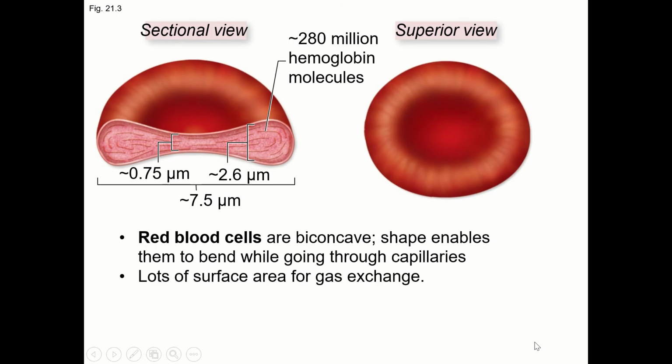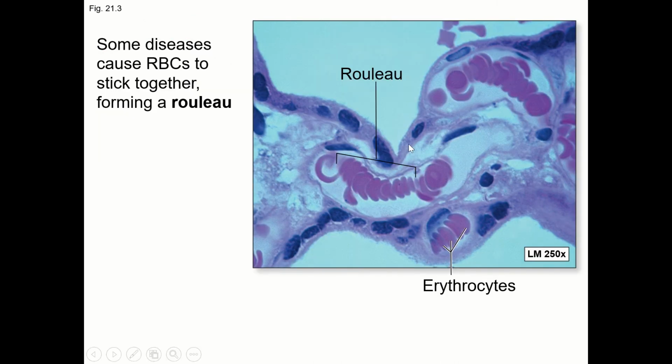So the capillaries are the smallest of the blood vessels, and that's where gas exchange is actually going to happen, where oxygen leaves the bloodstream and carbon dioxide enters the bloodstream. Because red blood cells have so much surface area, and because they can actually bend as they go through the capillaries, a lot of that surface area can touch the walls of the capillaries, and then the gases have a shorter distance to diffuse.